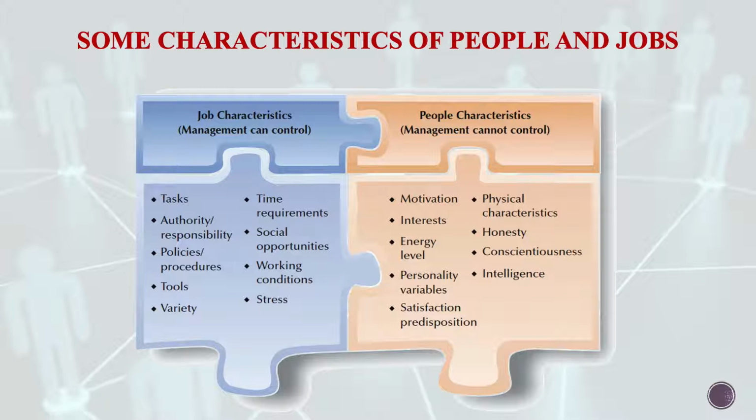On the other hand, we have some people characteristics which may not be controlled by the organizational members. One is motivation, employee interest, their energy level, personality variables, satisfaction predisposition, physical characteristics of the people, and then honesty, and intelligence level, IQ level and so on. So these are the other characteristics which we may not be able to control properly from the top level perspective.